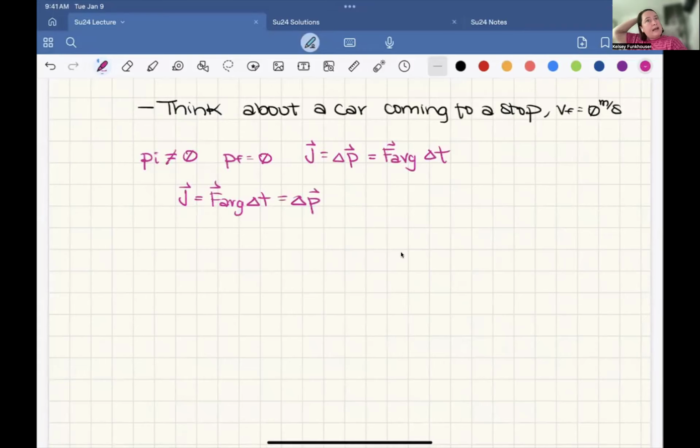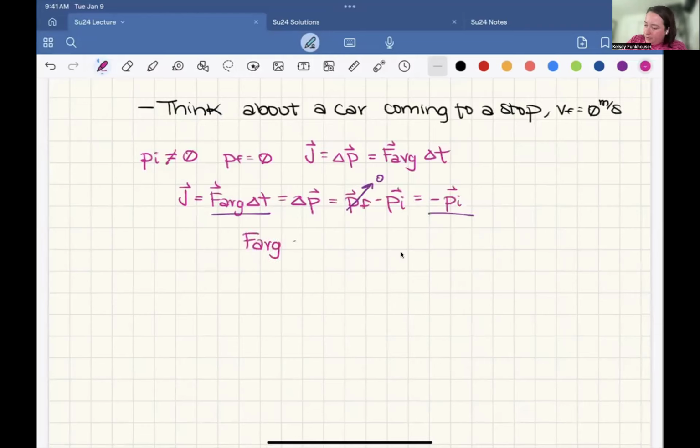And in this case, our initial momentum is 0. So change in momentum is the final minus the initial, but the final is 0. So we just end up with negative P initial here, negative initial momentum. So let's take a look at this part and that part of the equation.